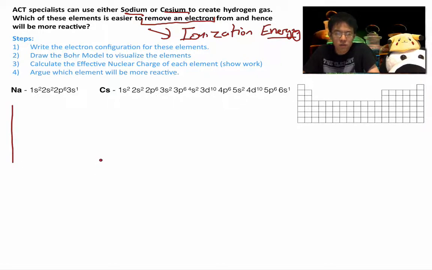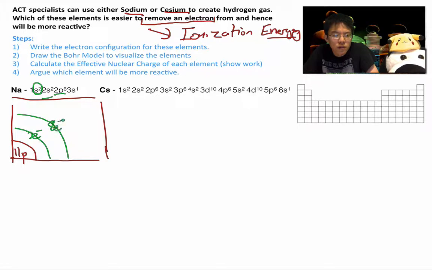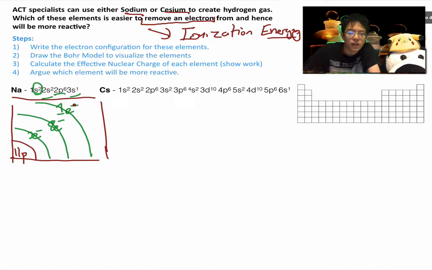All right, so I'm thinking about sodium. I'm going to draw a sketch of a sodium atom. I know I've got my nucleus. I'm going to do a brief Bohr model just to help me out here. I know I've got 11 protons and some number of neutrons, but they're not going to be that important for this. According to this, I've got on my first ring 2 electrons, 1s2. On my second ring, I've got the 2 electrons in the 2s and the 6 electrons in the 2p, so 8 electrons. And on my third ring, I've got 1 electron. Okay, wonderful. Now let's take a look at cesium.